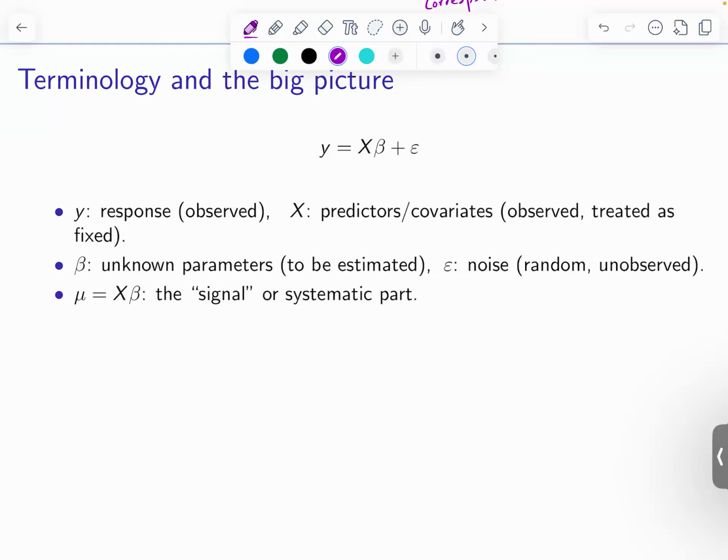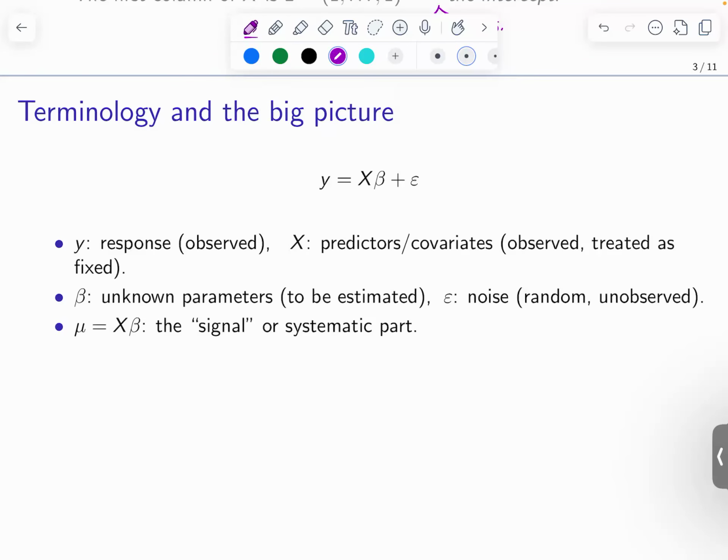A couple of terminology points. Y is often called a response in regression. It's sometimes called the dependent variable, which I'm not going to use because it's confusing with dependence in linear algebra and dependence in probability. So let's call it response or target. Machine learning people will call it target. X, capital X, the columns are covariates or features or predictors if you want. So Y and X are observed. Beta is the unknown parameter that we need to estimate, and epsilon is noise.